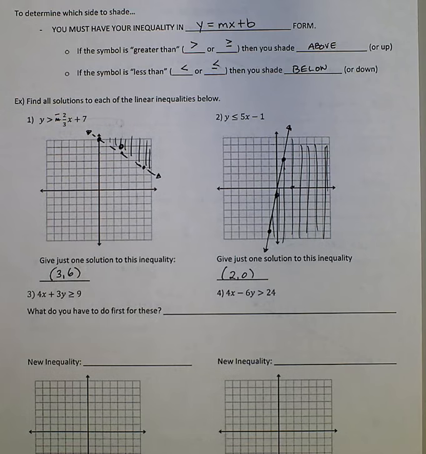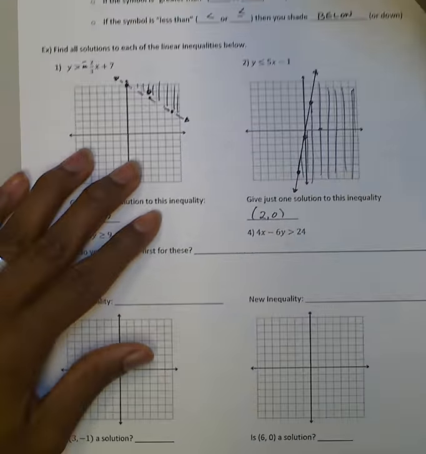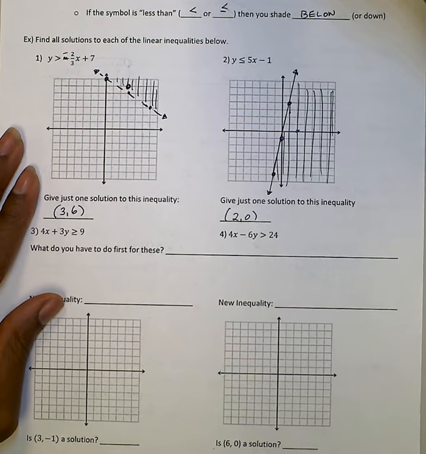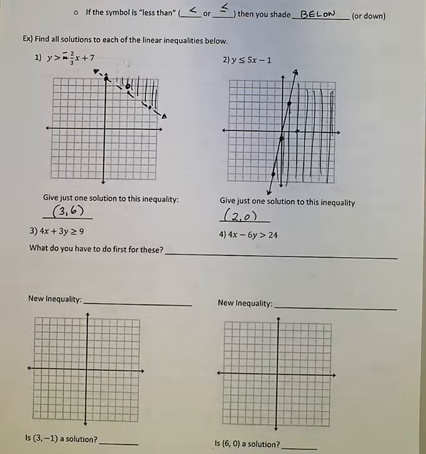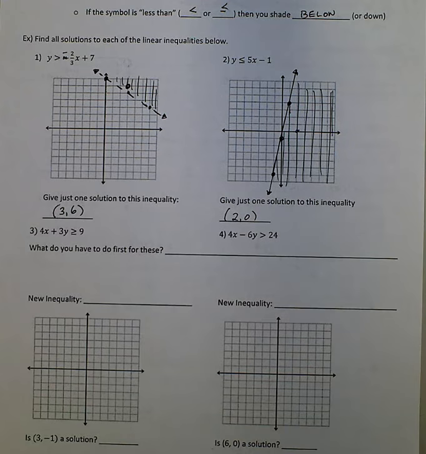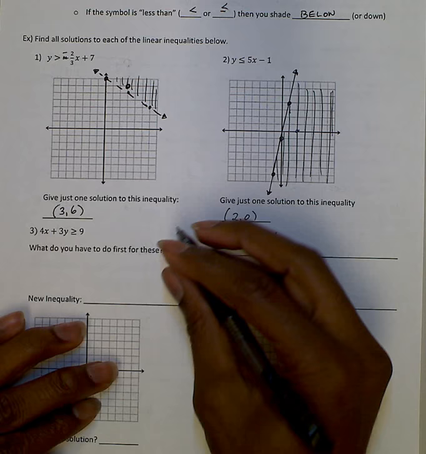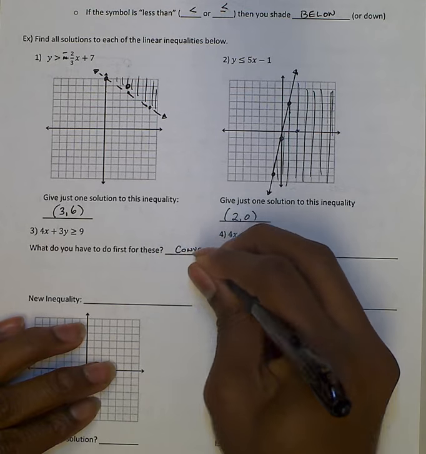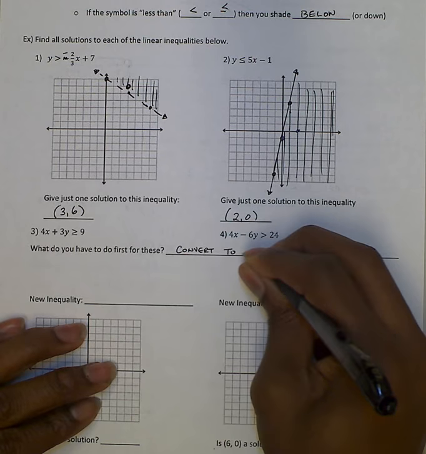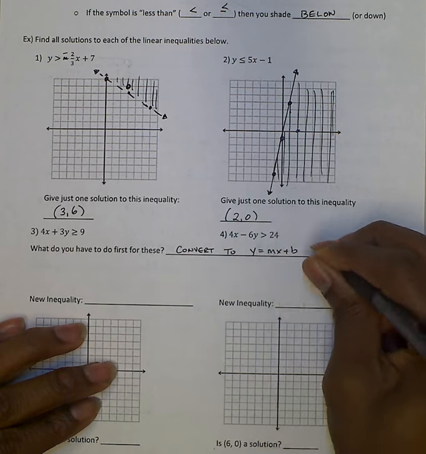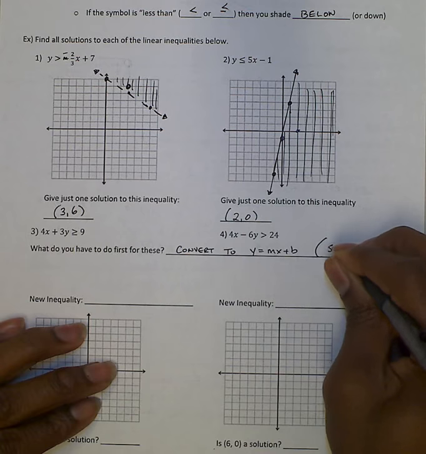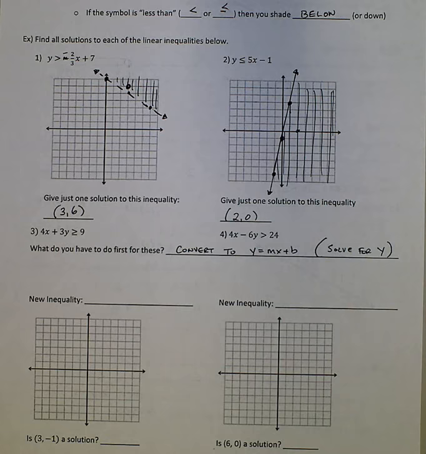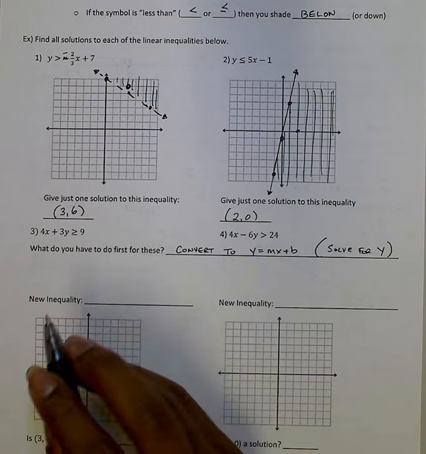Okay, now these two problems were really nice because they were already in slope-intercept form for us. Looking at 3 and 4, what do you have to do first for these? Well, you need to convert to slope-intercept form, or in other words, solve for y. So I want to solve for y so I can graph this.